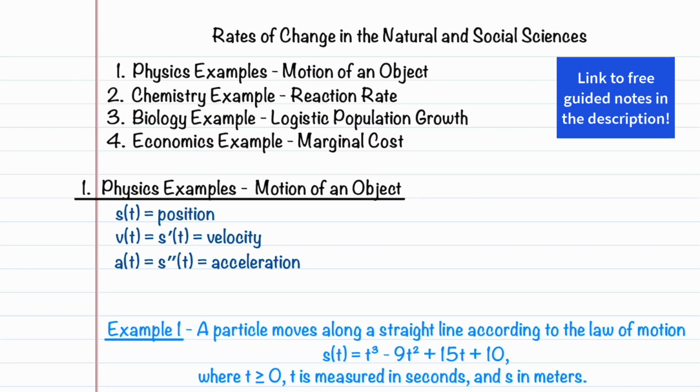In this Calculus 1 video, we're learning how to apply derivatives to real-world rates of change in the natural and social sciences. We'll start with physics examples involving motion, and then look at applications in chemistry, biology, and economics.